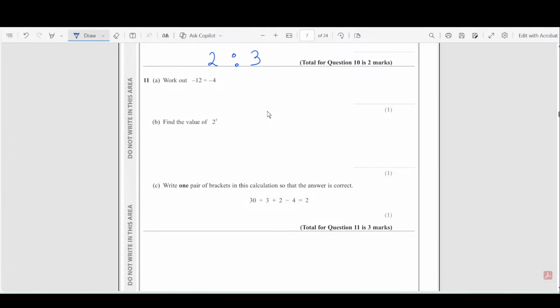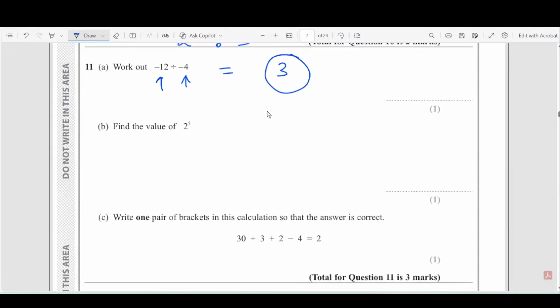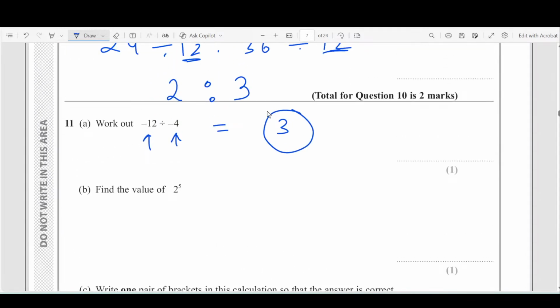Next one, work out negative 12 divided by negative 4. So we just divide first. 12 divided by 4 is 3, right? Now to check sign, when both of them have same sign, the answer is going to be positive. When we are dividing or multiplying two numbers with same sign, the answer is positive.